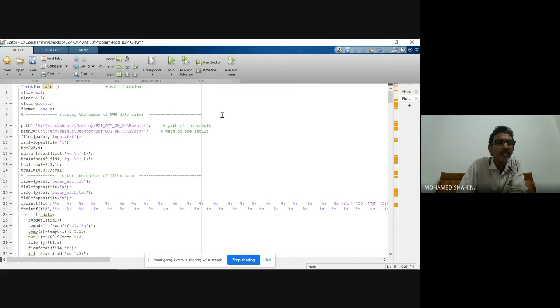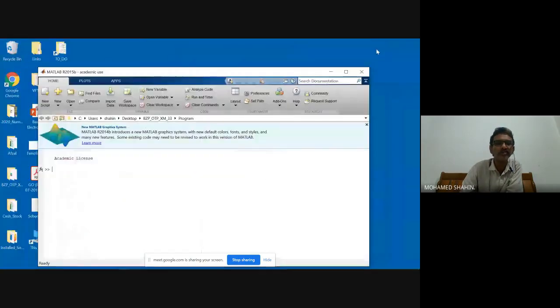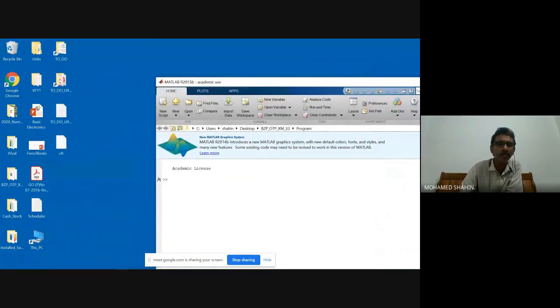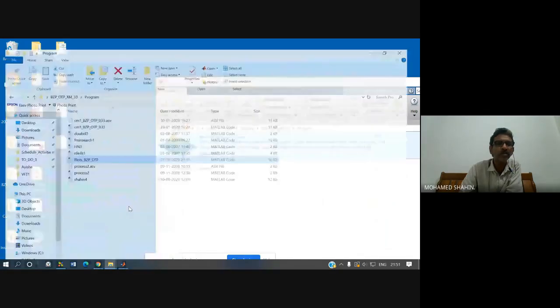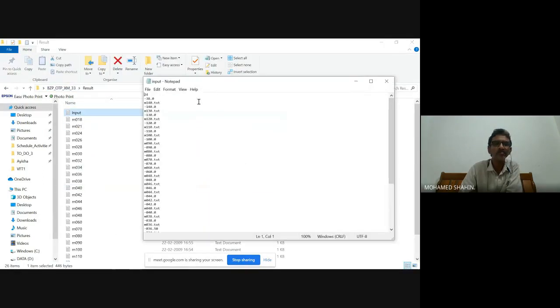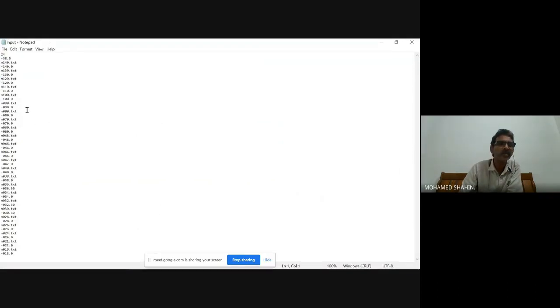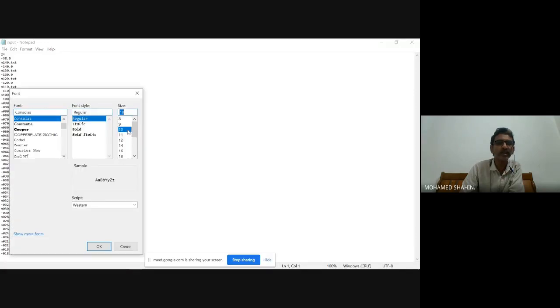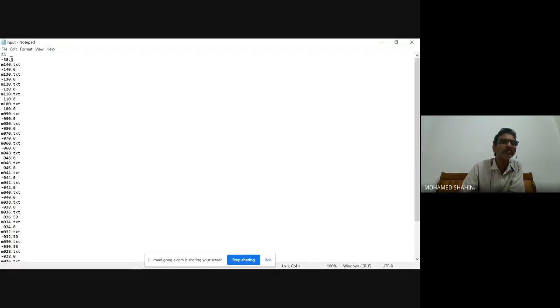Within the input location you have another file called input. Now let us go to input, that is within the result. So I am going to that location. Now here it is program. Go to the result. There is an input file. In the input file, you can see the format. I am increasing the font to 10. You can see 24, minus 38.